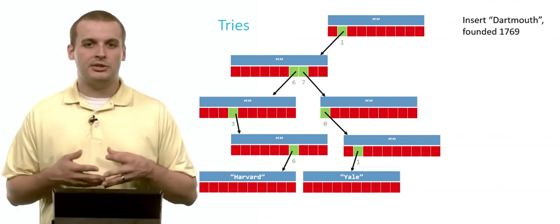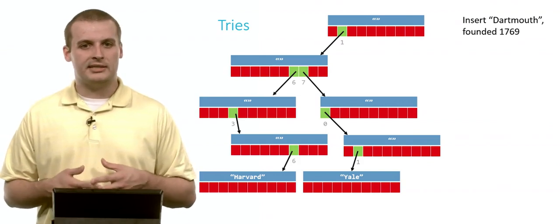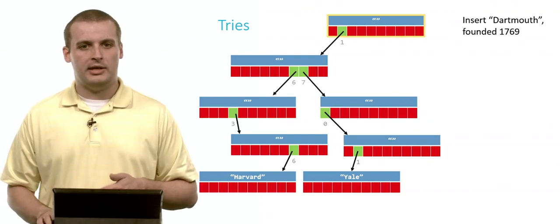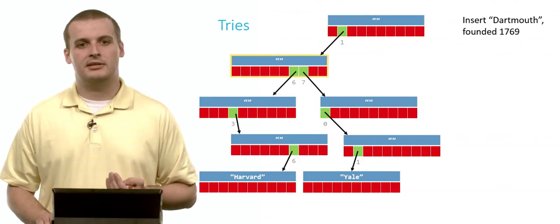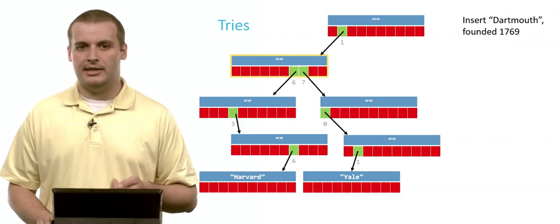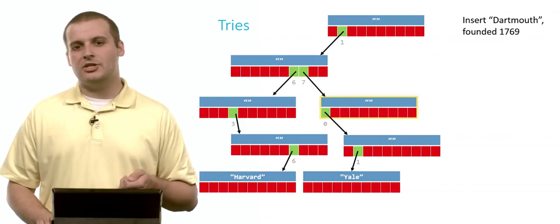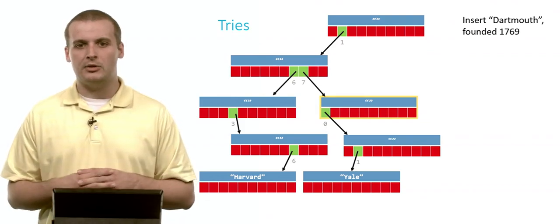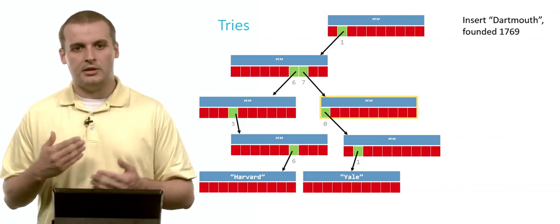Let's do one more. Let's insert Dartmouth into this trie, which was founded in 1769. Start at the root again. My first digit of my key is 1. I can safely move down that path that already exists. The next digit of my key is 7. I can safely move down that path. It exists as well. My next digit is 6. From where I currently am in yellow there in that middle node, 6 is currently locked off.